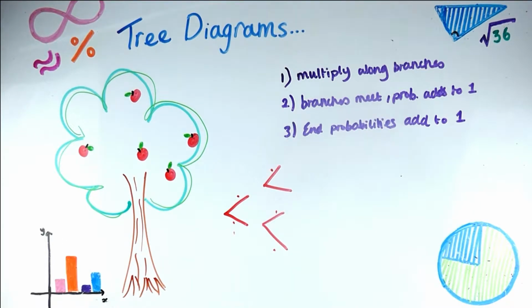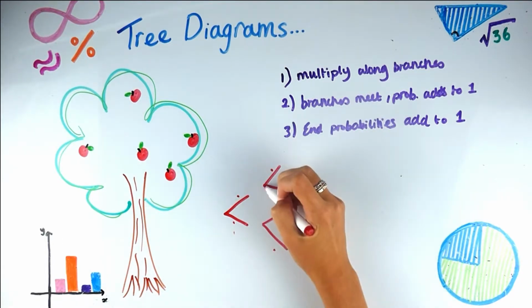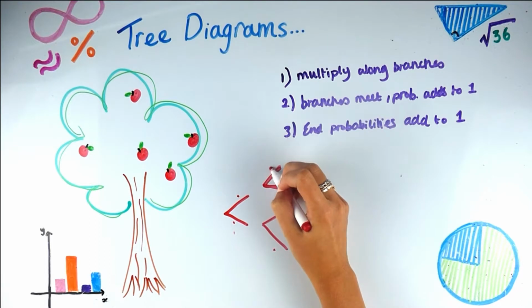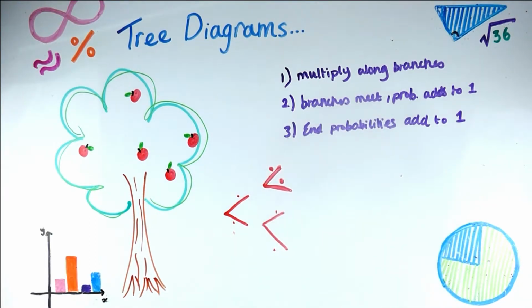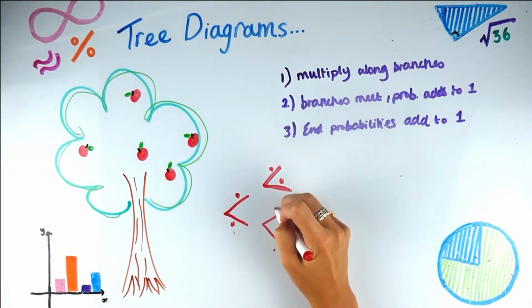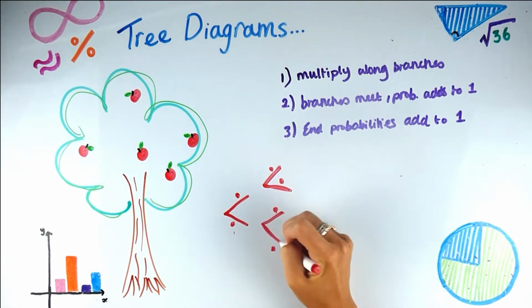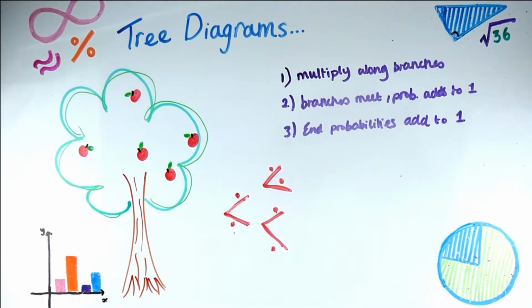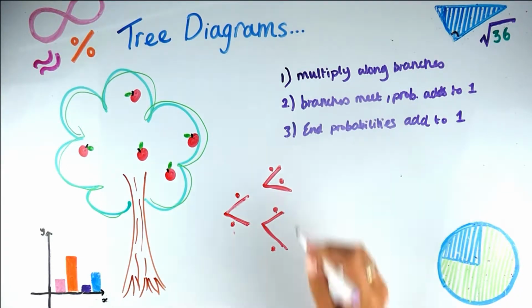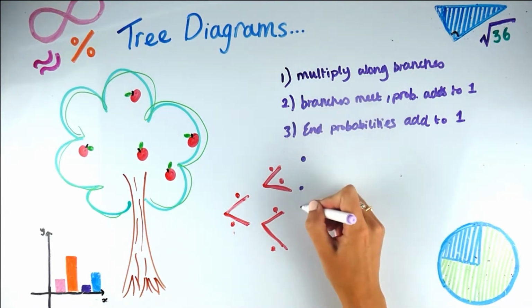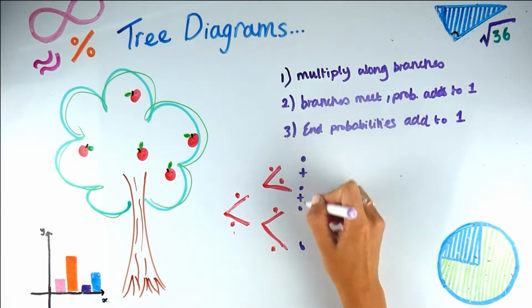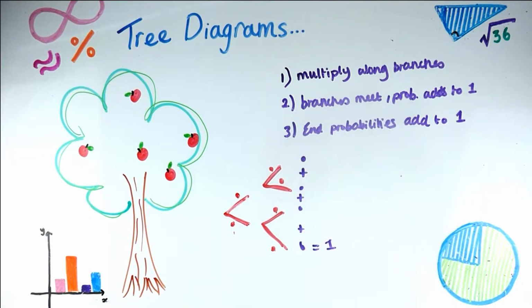Where the branches meet, the probability adds up to 1. So as we can see, the branches meet here, so these 2 probabilities will add up to 1, as will these 2, and as will these 2. And the final one, the n probabilities add up to 1. So these here, here, and here, and here, if you add those up, they should equal 1. Okay, so they're the rules, so we're just going to do an example now.